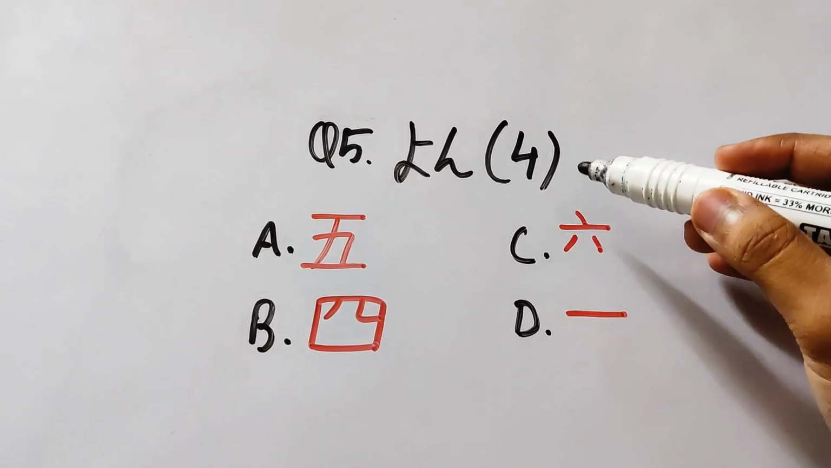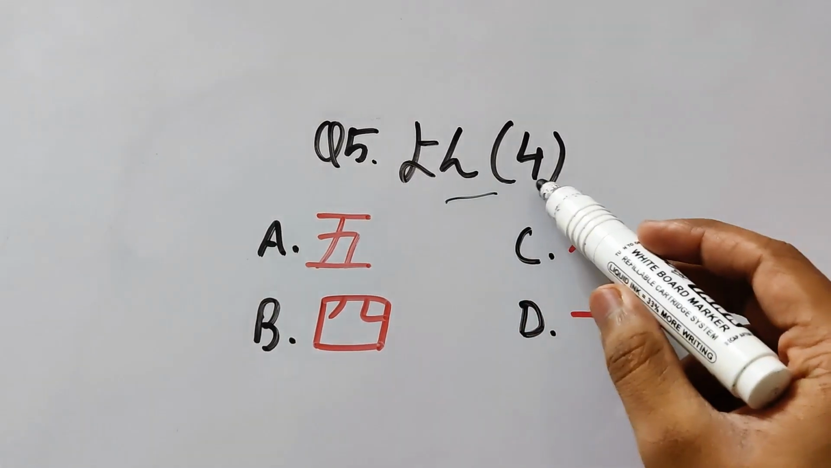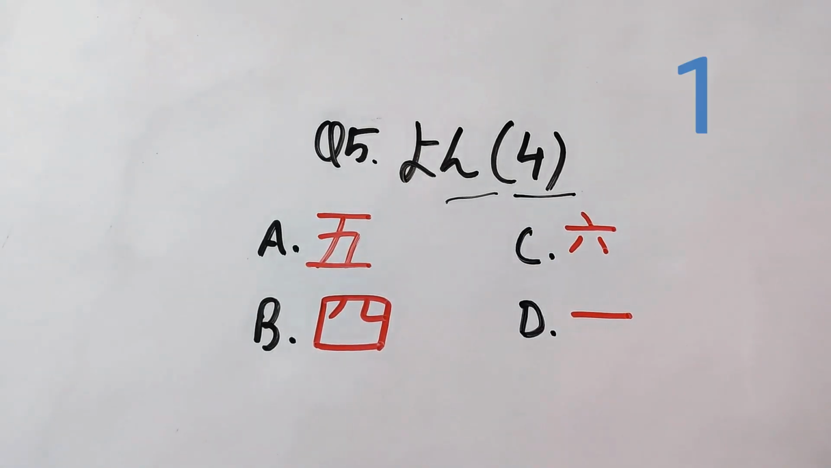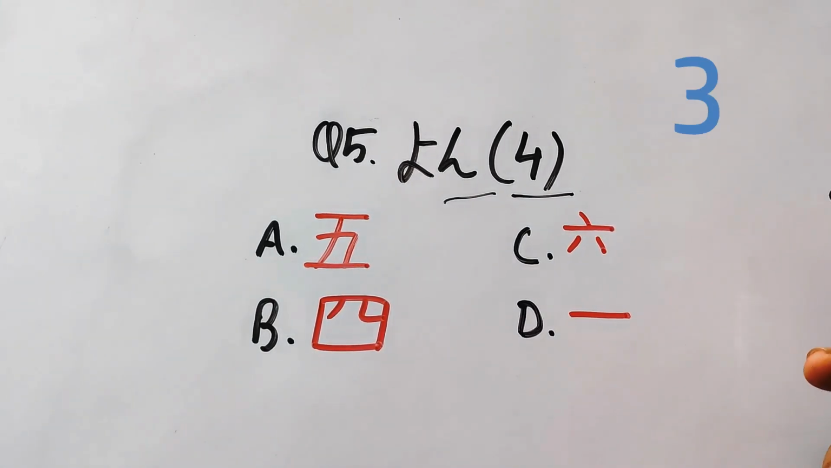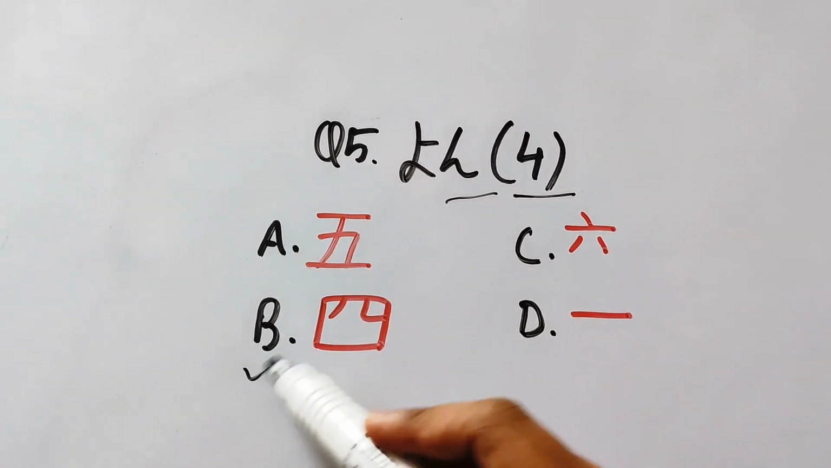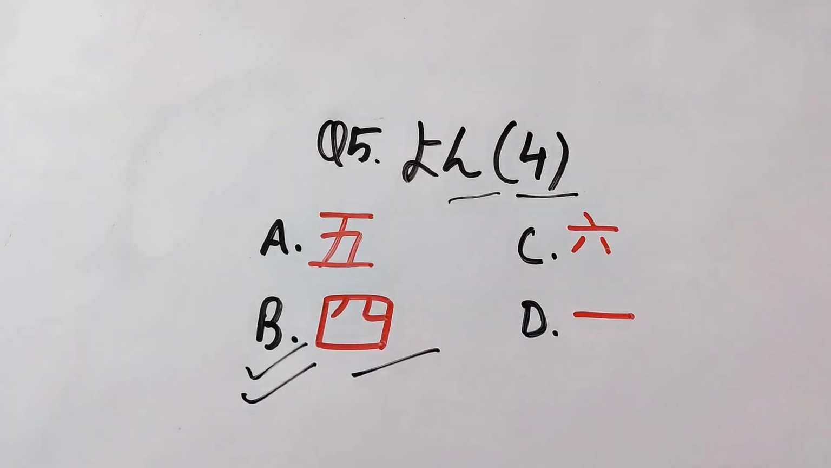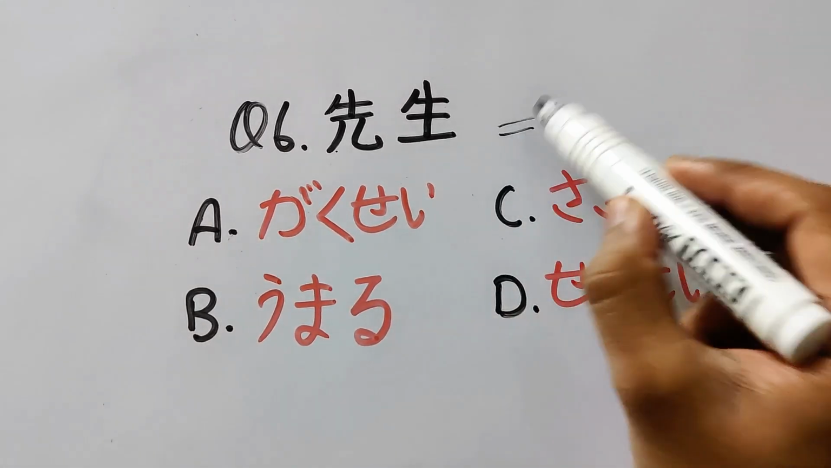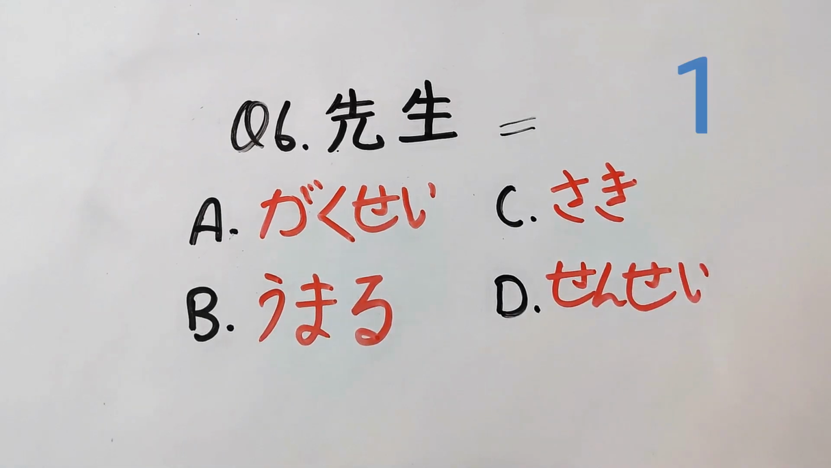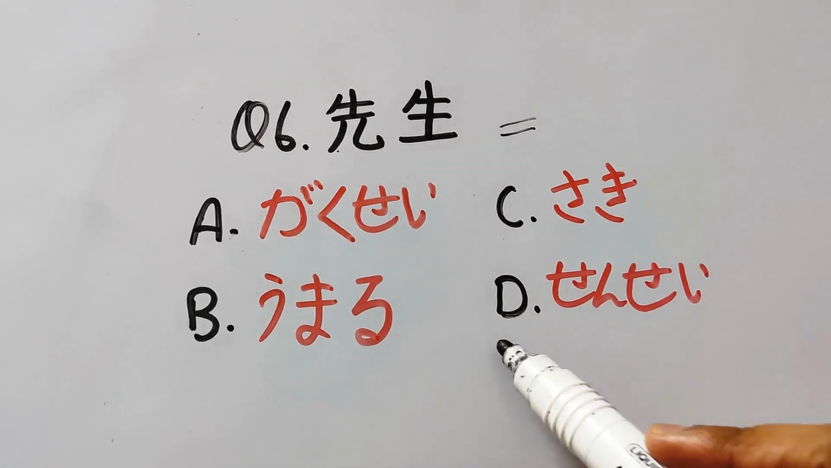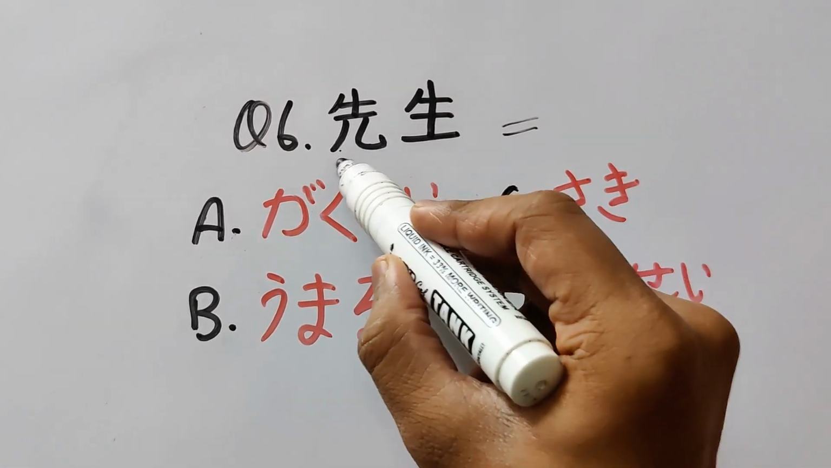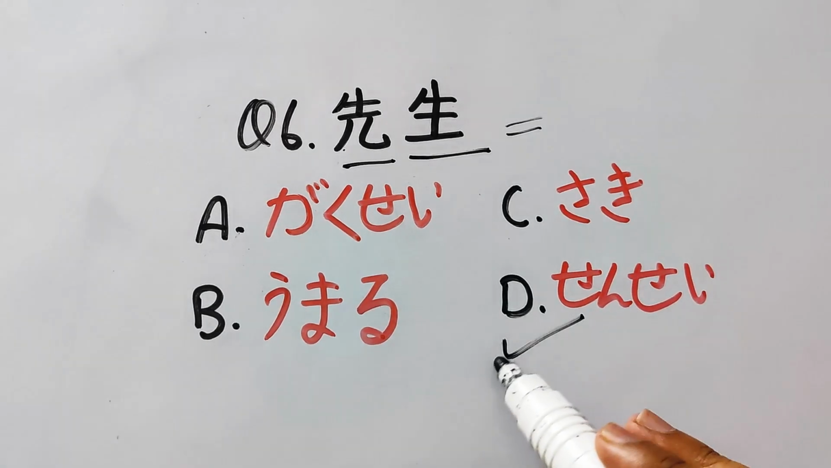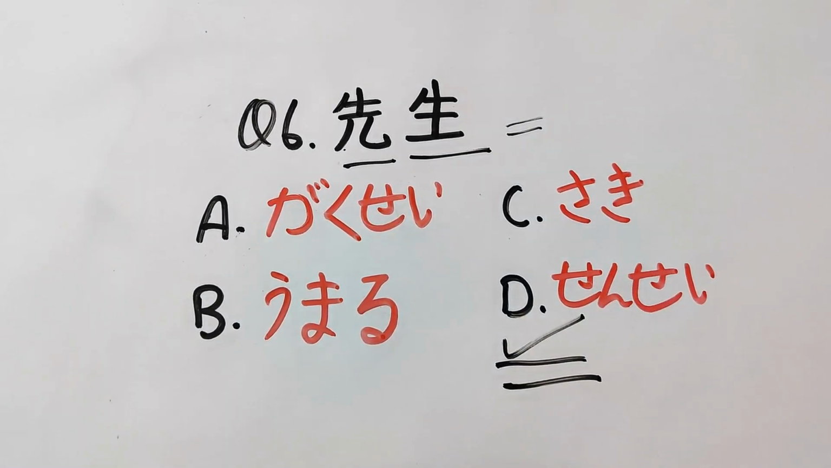Now which is the correct kanji for yawn? That's 4. It's B yawn. Okay, so now what is this written? It's written sensei. Sensei. That means D is the correct option.